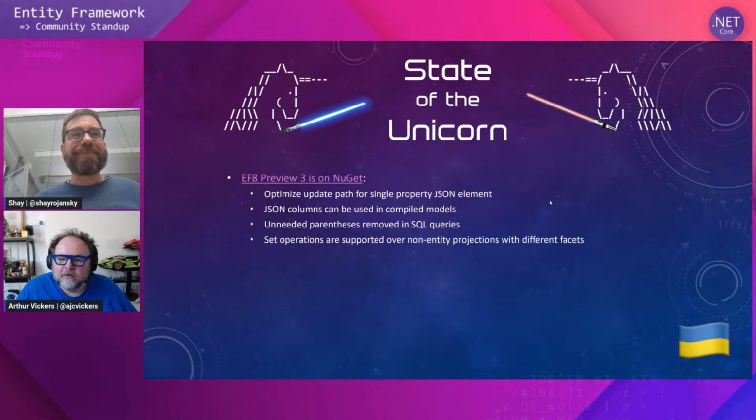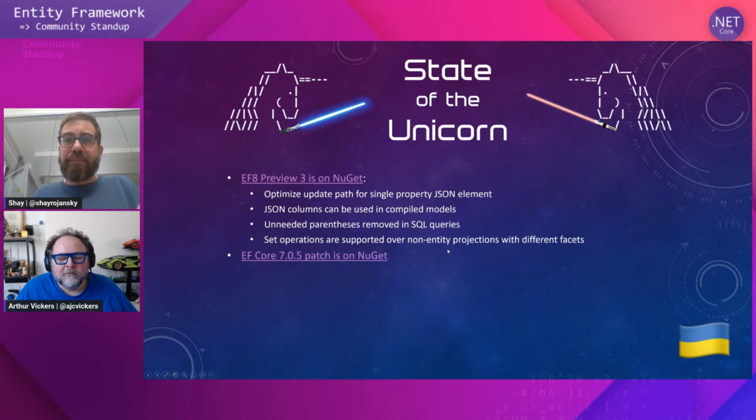We also removed a restriction that we had, so you can now do set operations, union, concatenation, all that kind of stuff, on non-entity projections, even when they have different facets, which was something that a few people asked for. Okay, and the EF Core 7.0.5 patch release, which I think has 5 bug fixes in it, some small amount of bug fixes that are important for 7, is on NuGet as well.